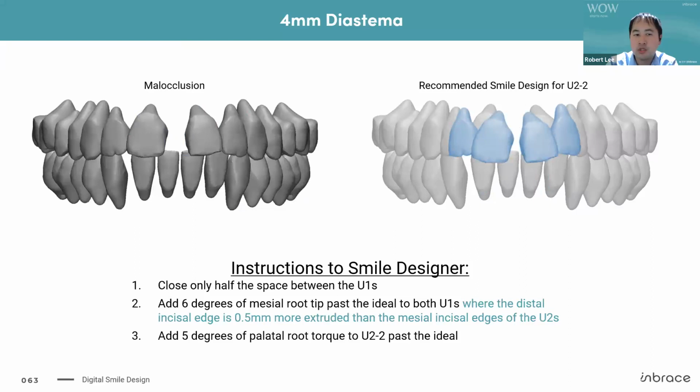And so what you should do instead is you want to make sure that your upper 1-2 transition is ideal. So simply, all I'm saying here, where the distal incisal edge is 0.5 millimeters more extruded than the mesial incisal edges of the upper twos, is that you're placing the relationship between the 1 and the 2 at what you consider ideal. Many consider ideal to be about 0.5 millimeter more extruded than the lateral. So that's what we had written here, but that's essentially whatever you consider your ideal to be.